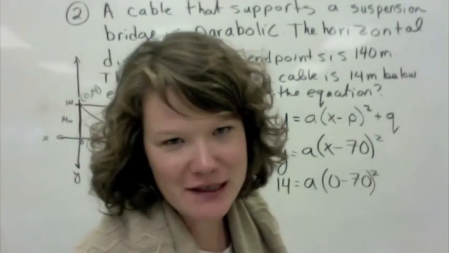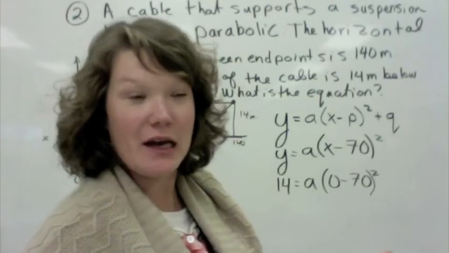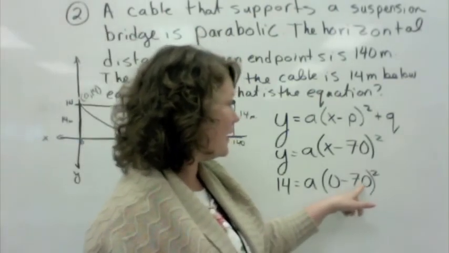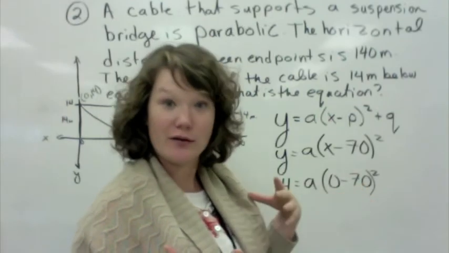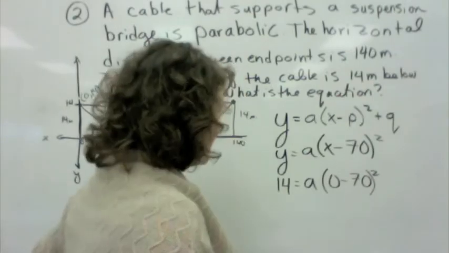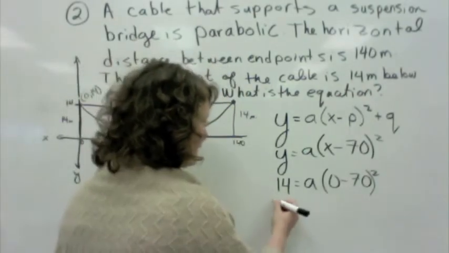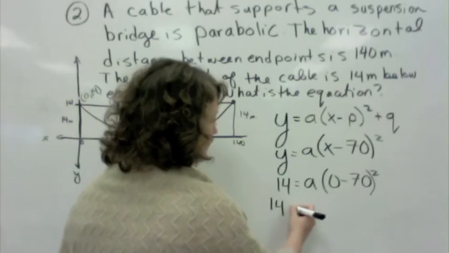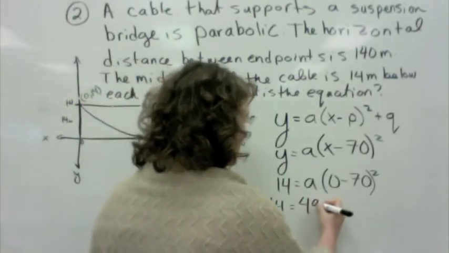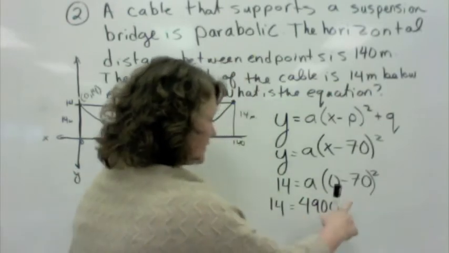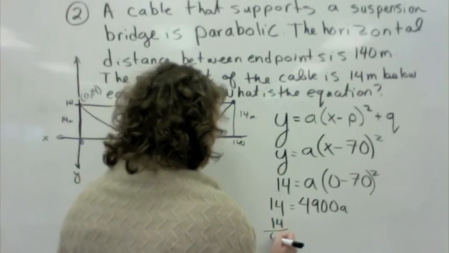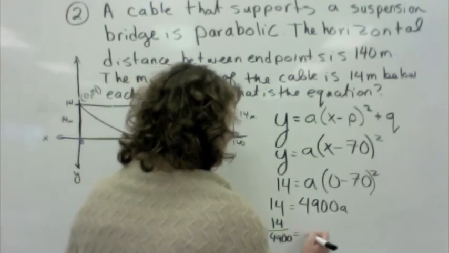Really we should be able to do this in our head, right? Because we know 7 times 7 is 49, and then 10 squared is 100. So 100 times 49 is 4,900. Yeah, you can use your calculator for that if you want. 14 equals 4,900a. Divide both sides, you get 14 over 4,900 equals a.